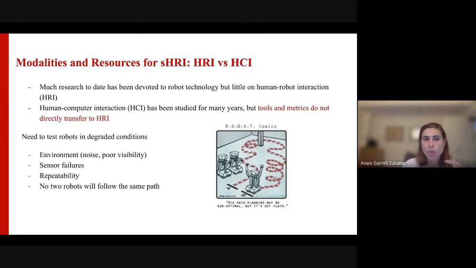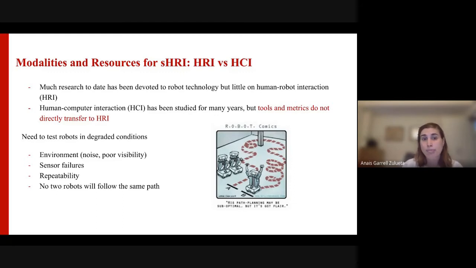For instance, we know that robots work in an environment. In those environments, there is a lot of noise. Maybe you have poor visibility. Our sensors always fail. If you are doing experimentation in real scenarios, you will know that sometimes the lidar is not working, the cameras are not working. Then you can repeat the same experiment several times and the robot does not behave the same way.